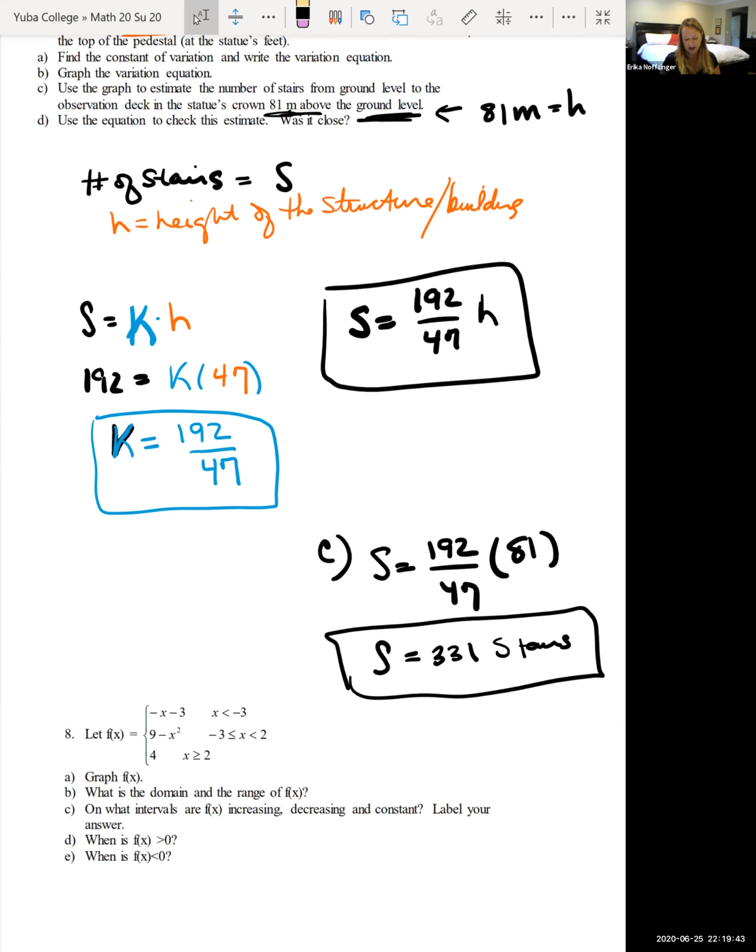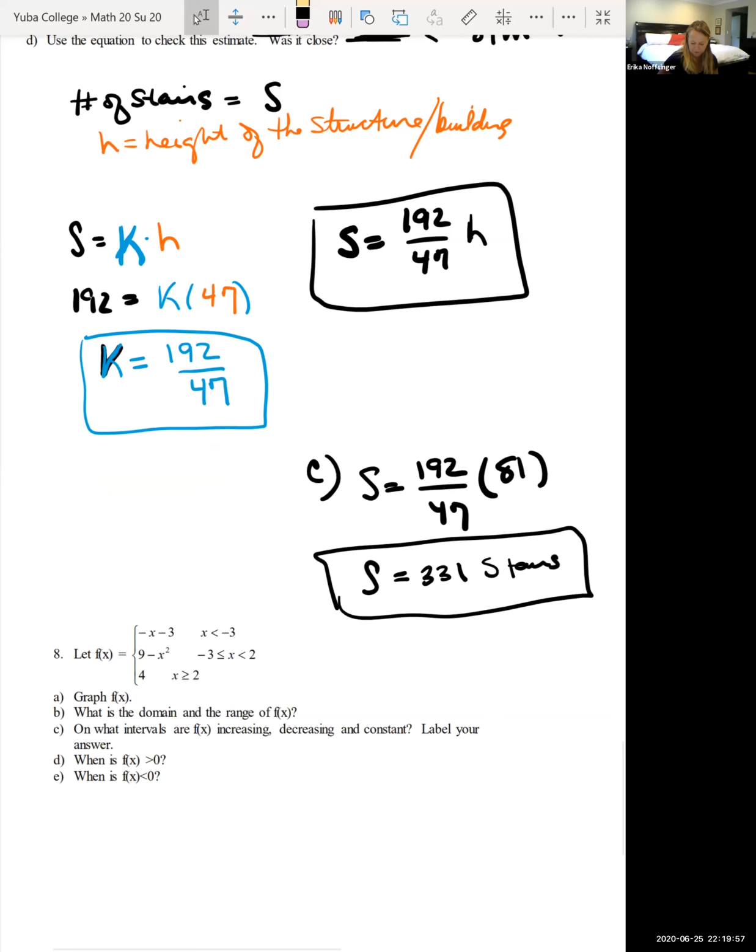Okay, so I didn't graph it. We could technically graph this, and we could put it on one of the graphing utilities and we could guess. But we're not really looking at that for now. So let's just move on.